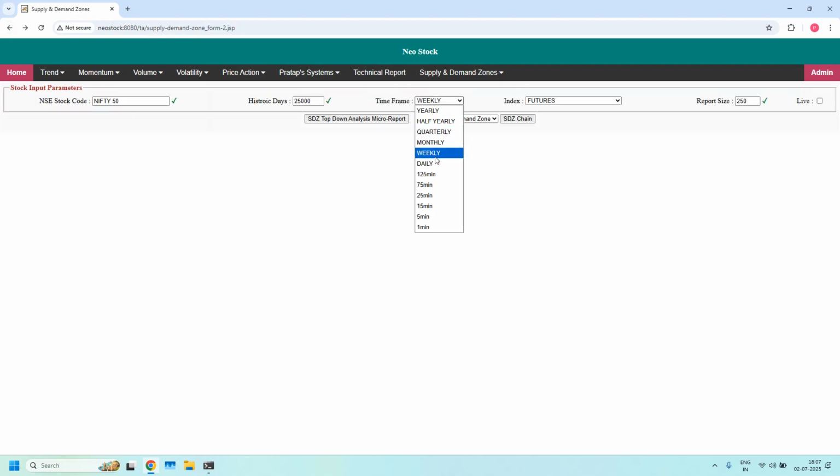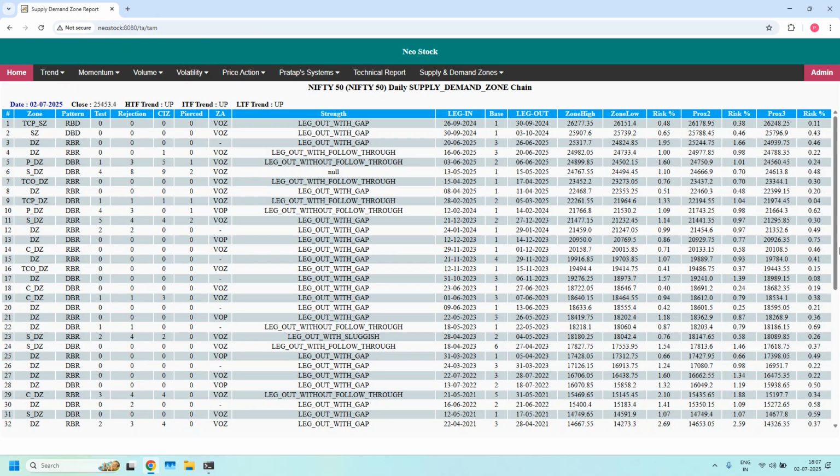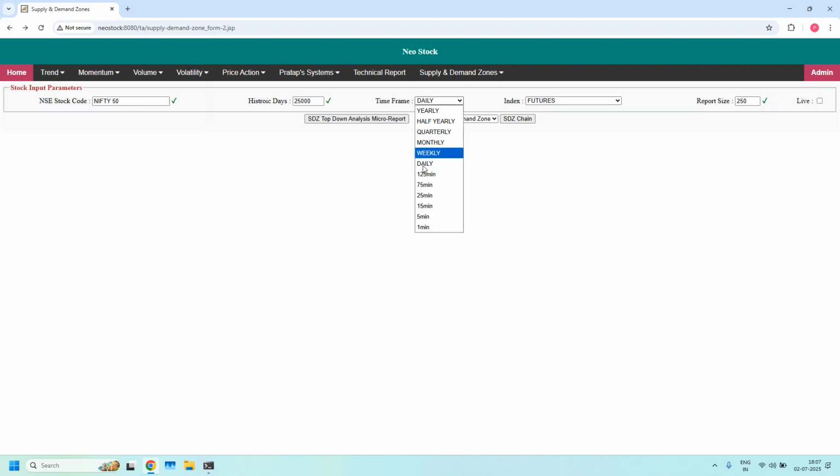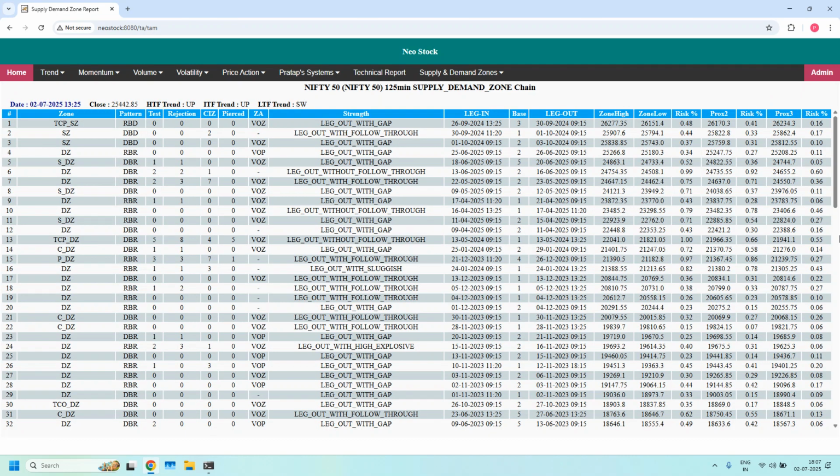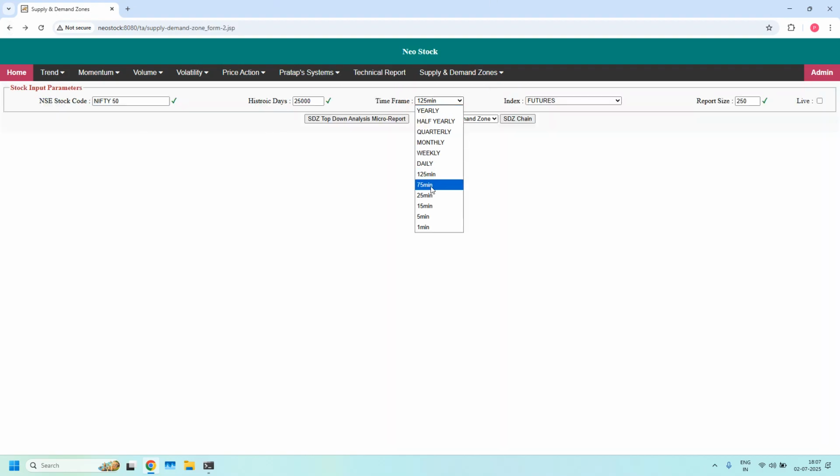Next, daily supply demand zone chain for NIFTY. Next, 125 minute supply demand zone chain for NIFTY. Next, 75 minute supply demand zone chain for NIFTY.